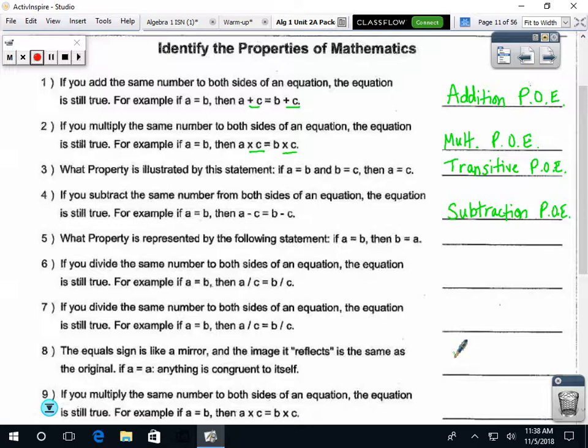Number 5? Almost. What property is represented by the following statement? If A equals B, then B equals A. Which one did I say? No, the transitive was up here.